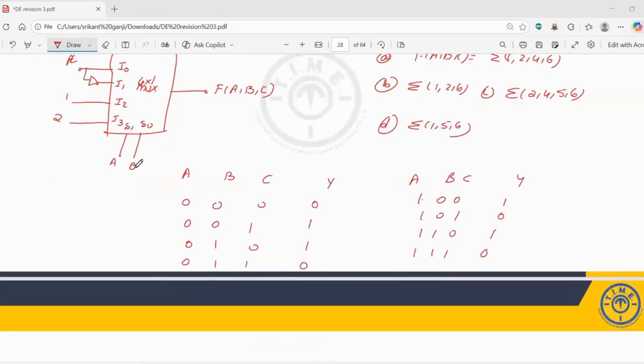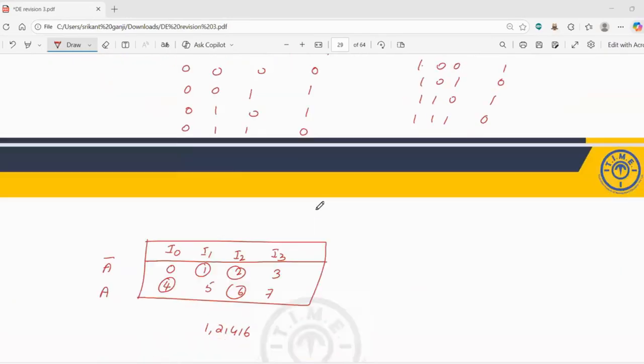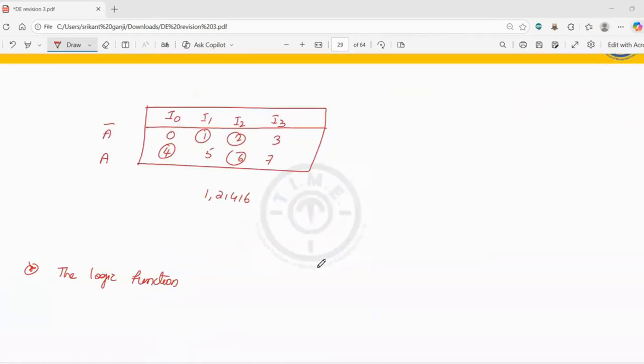For 0, 1 inputs, that means 0, 1 selection inputs, it is the complement of the present state, that is the C value. So 1, 0, and 1, 0, 0. AB is 1, so obviously it is 1. So 1 is complement C and C bar, like that. Okay. Your answer is 1 comma 2 comma 4 comma 6.